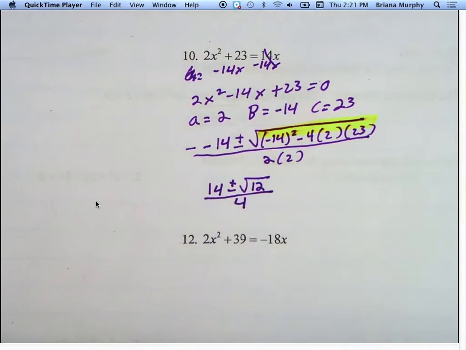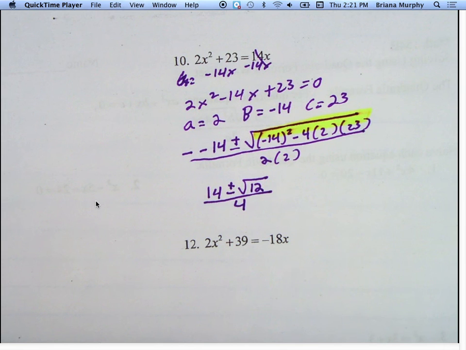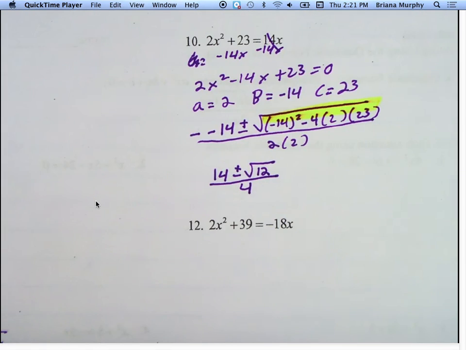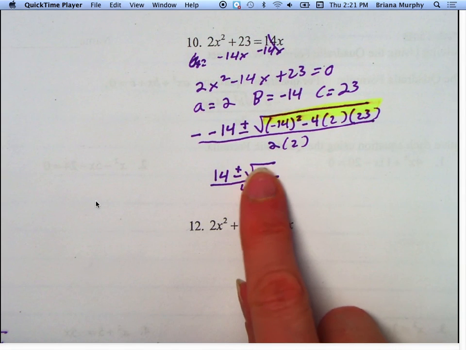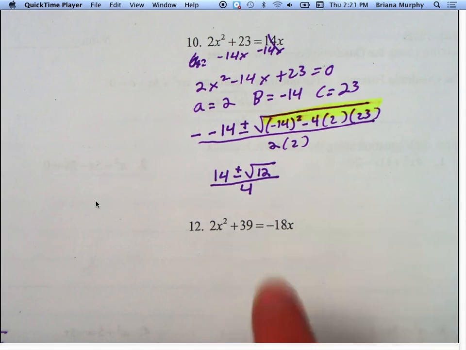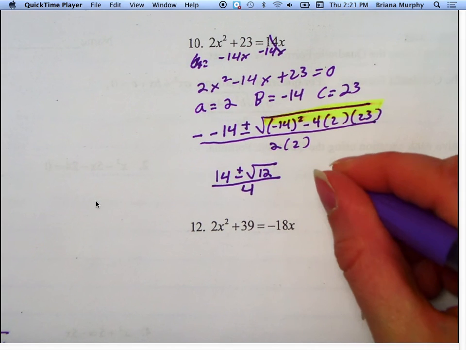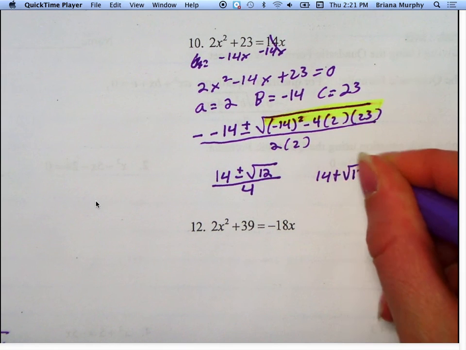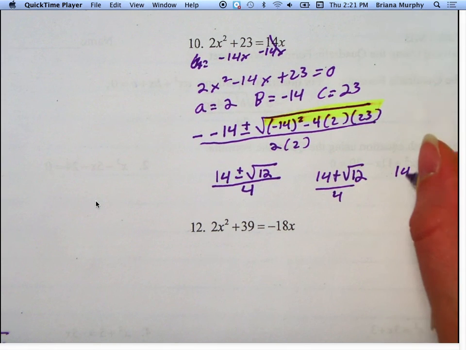Where were the parentheses necessary on the negative 14? Yes, because if you just put negative 14 squared into your calculator, it gives you a negative 196, not a positive. How do you know when to put the parentheses? When there's a negative. There's going to be 2 answers. 2 answers. Good. Caleb said it. Because this is a positive answer inside the square root. So we've got 14 plus square root 12 over 4 and 14 minus square root 12 over 4.